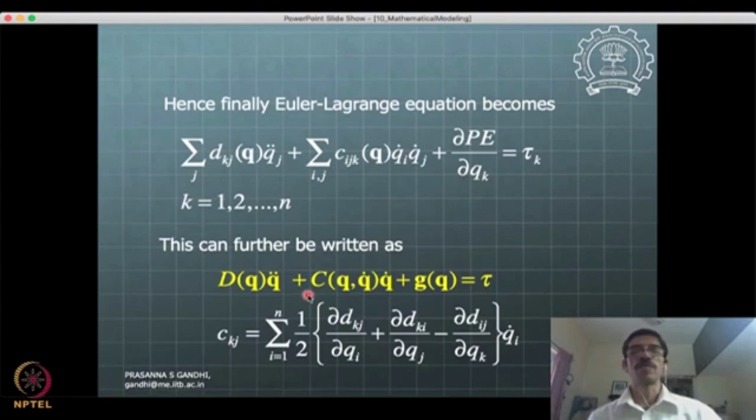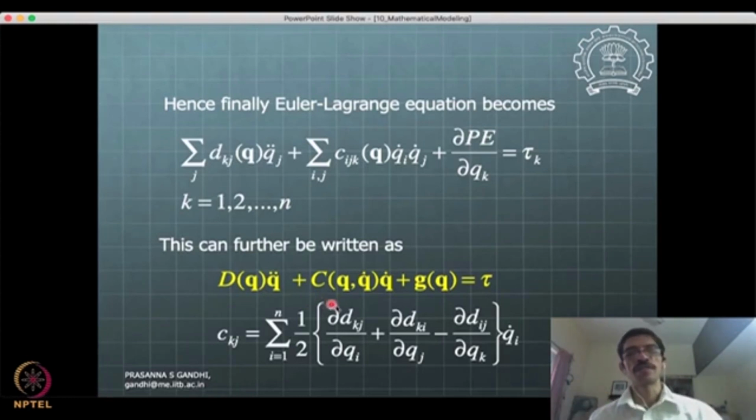We'll see now how we can use this form to further get to a control for these kinds of systems. For rigid body systems control, we'll be using this property of skew symmetry and the property of D being a positive definite matrix.